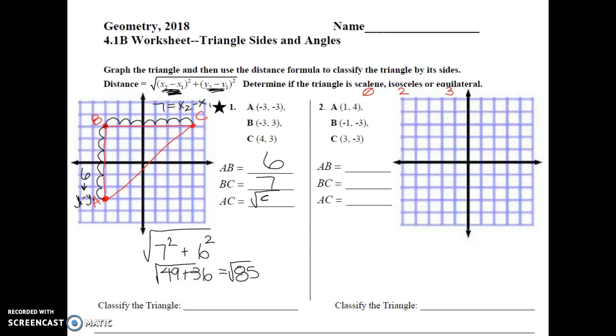And the square root of 85, although I don't know the decimal value of it, it's definitely not 7 and it's definitely not 6. So we know that all the sides are different. So to classify this triangle, we could call it scalene. And if you remember back to algebra, we actually know that it is a right scalene because those 2 sides are perpendicular to each other.